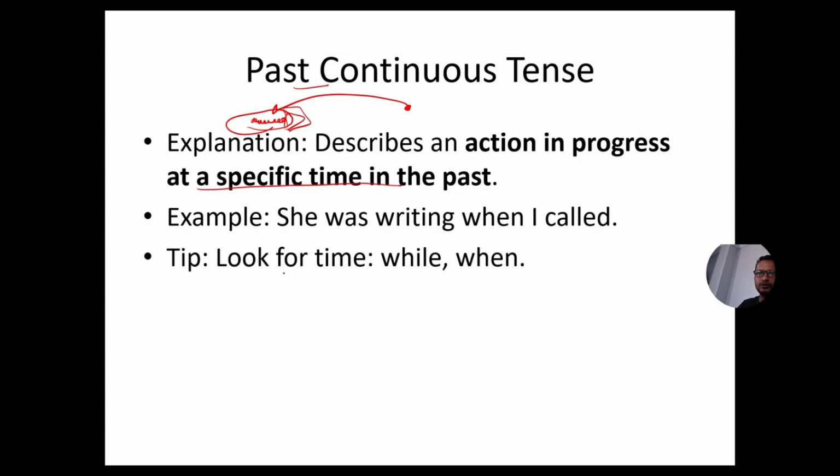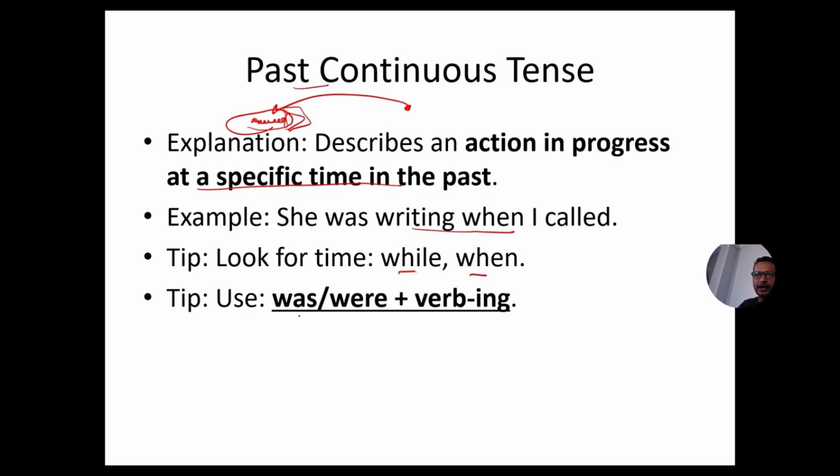For example, look for the time clues: while, when. She was writing a letter when I called. The action is was plus verb. She was playing football until her leg got injured. She was playing a guitar until her mother interrupted her. So those kinds of things: was plus verb-ing.